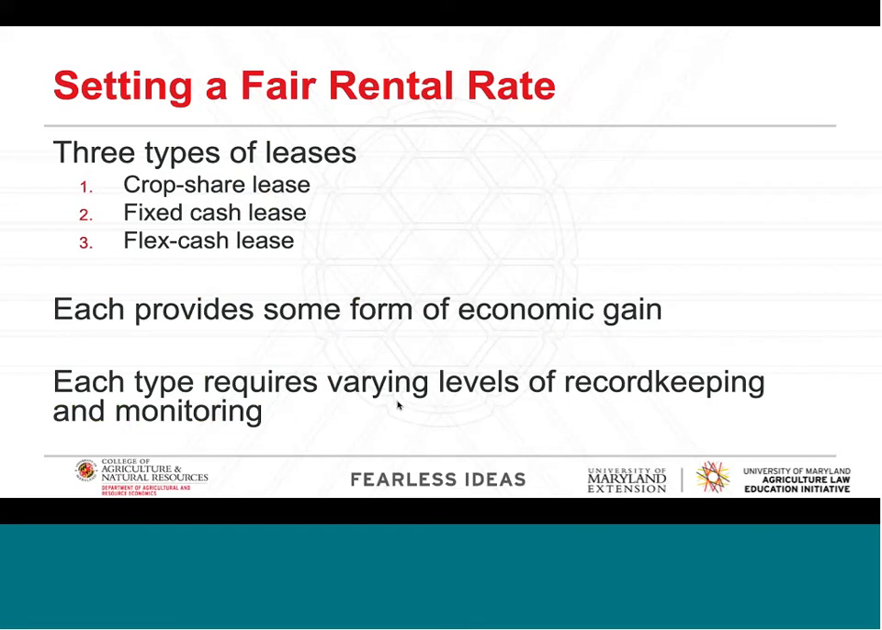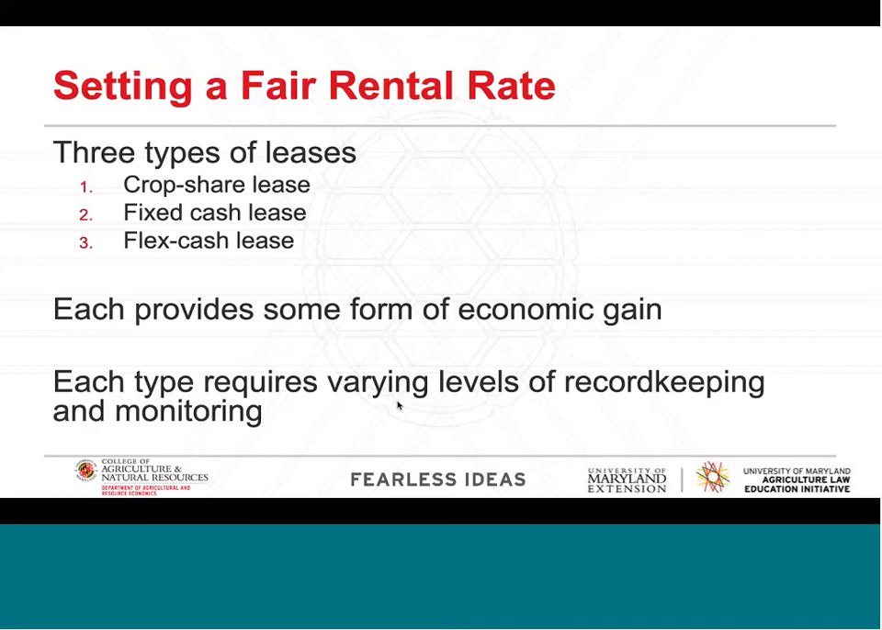But for those that are unfamiliar with how ag leases work, we have about 3 basic types. We have a crop share lease, we have a fixed cash lease, and we have a flex cash lease. A crop share lease, and the idea is you get a percentage of the crop in return, if you're the landlord, in return for renting your land.